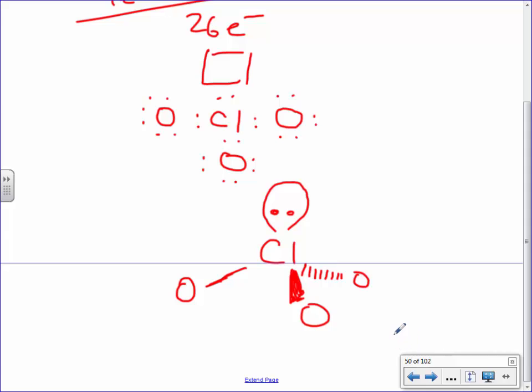The shape we would call it would be a trigonal pyramid. Trigonal because it goes in 3 directions, at least for bonding. But it has a bit of a pyramid shape to it. Can you guys visualize the pyramid part of it?